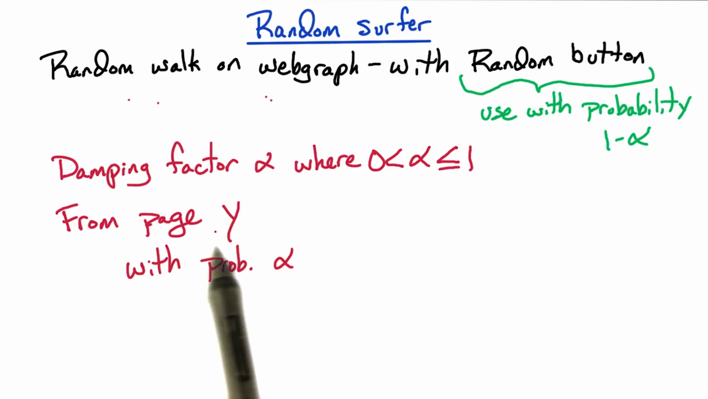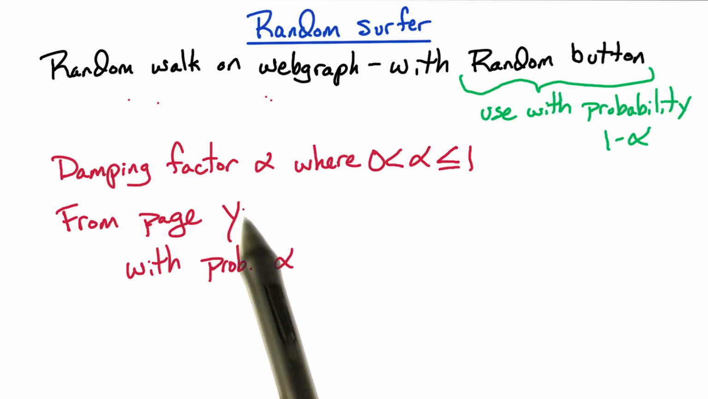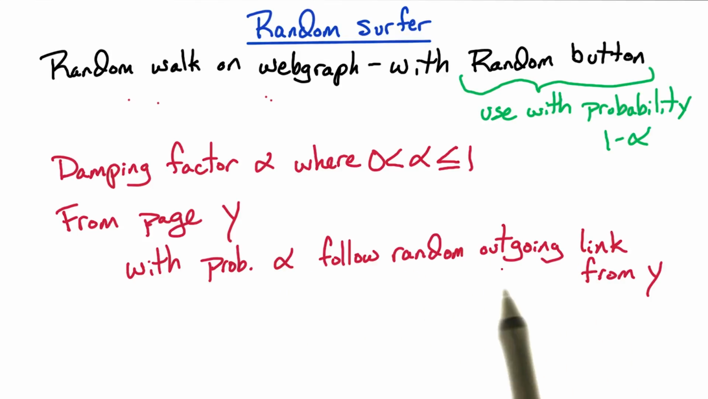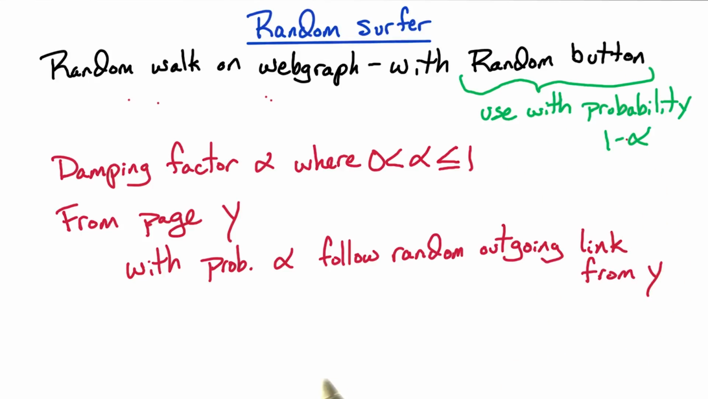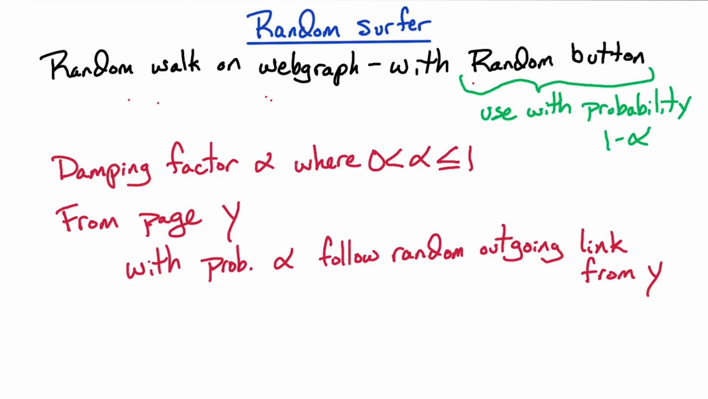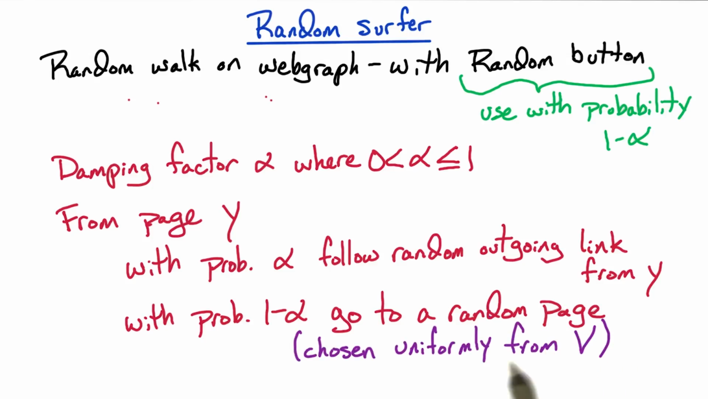Let's say we're currently at a web page Y. Then with probability alpha, we're going to follow a random outgoing link from Y. So if alpha equals 1, this is exactly the same as our original random walk. So we're not using this random button at all, because 1 minus alpha is 0. But when alpha is strictly less than 1, then we're going to use the random button sometimes. So with probability 1 minus alpha, we're going to go to a random page. This destination page is chosen uniformly at random from all web pages.